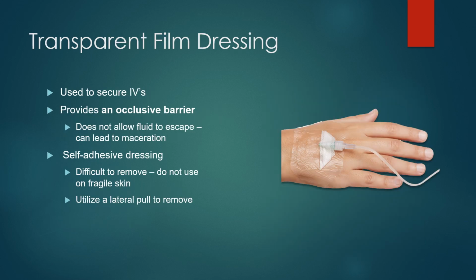Next, we have the transparent film dressing. These are commonly used to secure our IVs. So they're these clear little dressings that are secured over top. Commonly, these are called Tegaderm dressings. They provide an occlusive barrier, so nothing can penetrate through it. They are self-adhesive, so they do not require an external dressing or an external adhesive, but they can be difficult to remove. So we are not to use them on fragile skin.